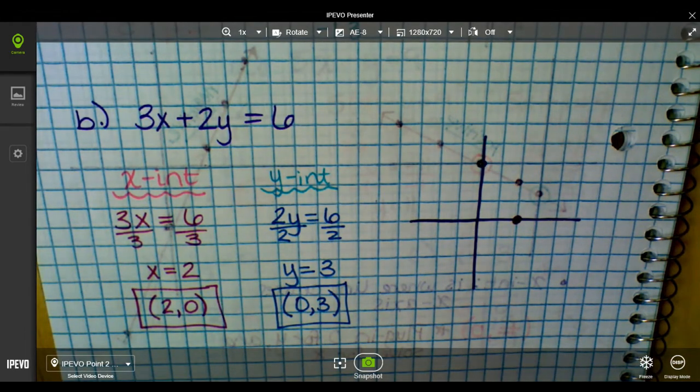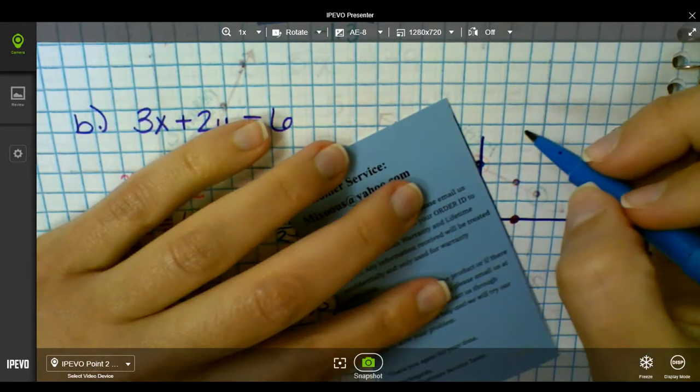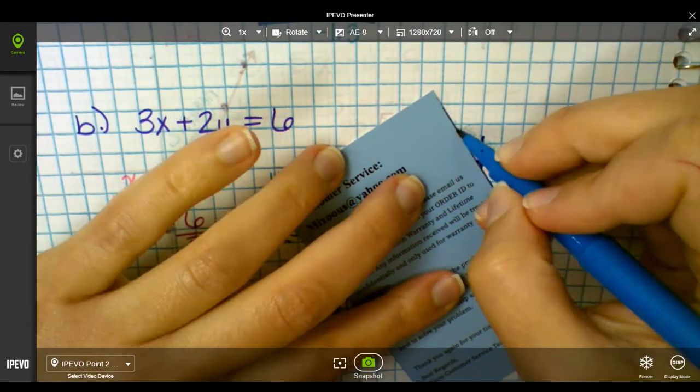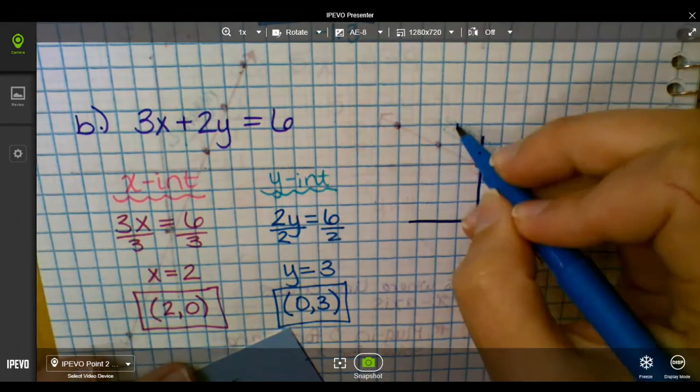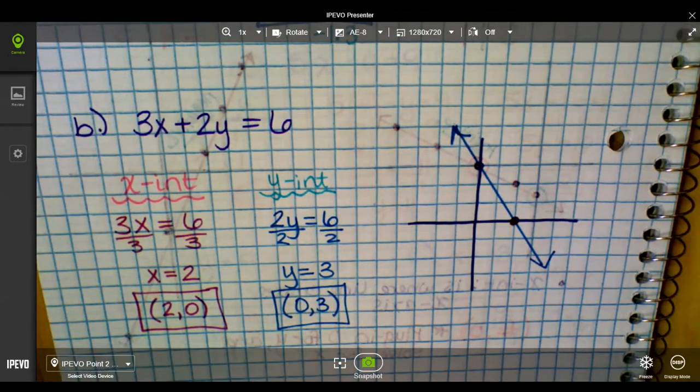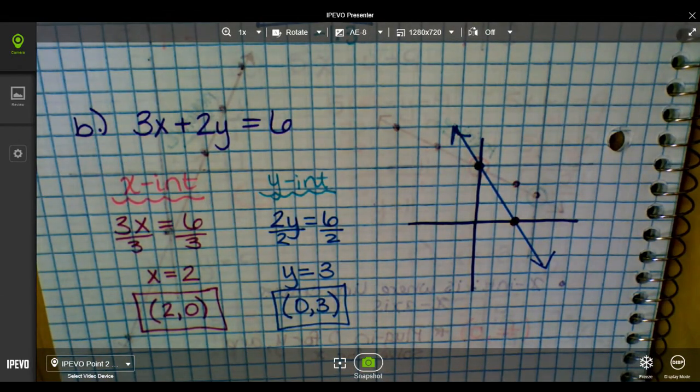I'll put down all my pens this time so I can actually draw a straight line. Don't mess it up. Okay. And then there's my line. So I just graphed using intercepts.